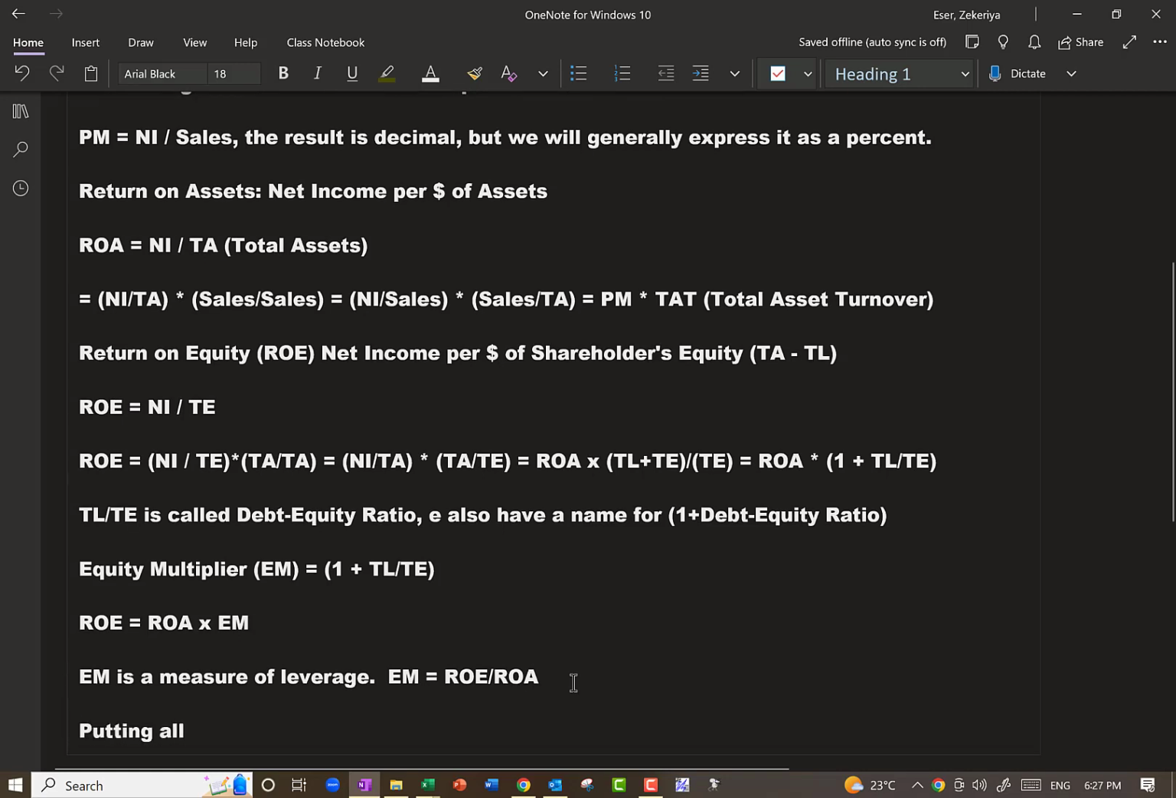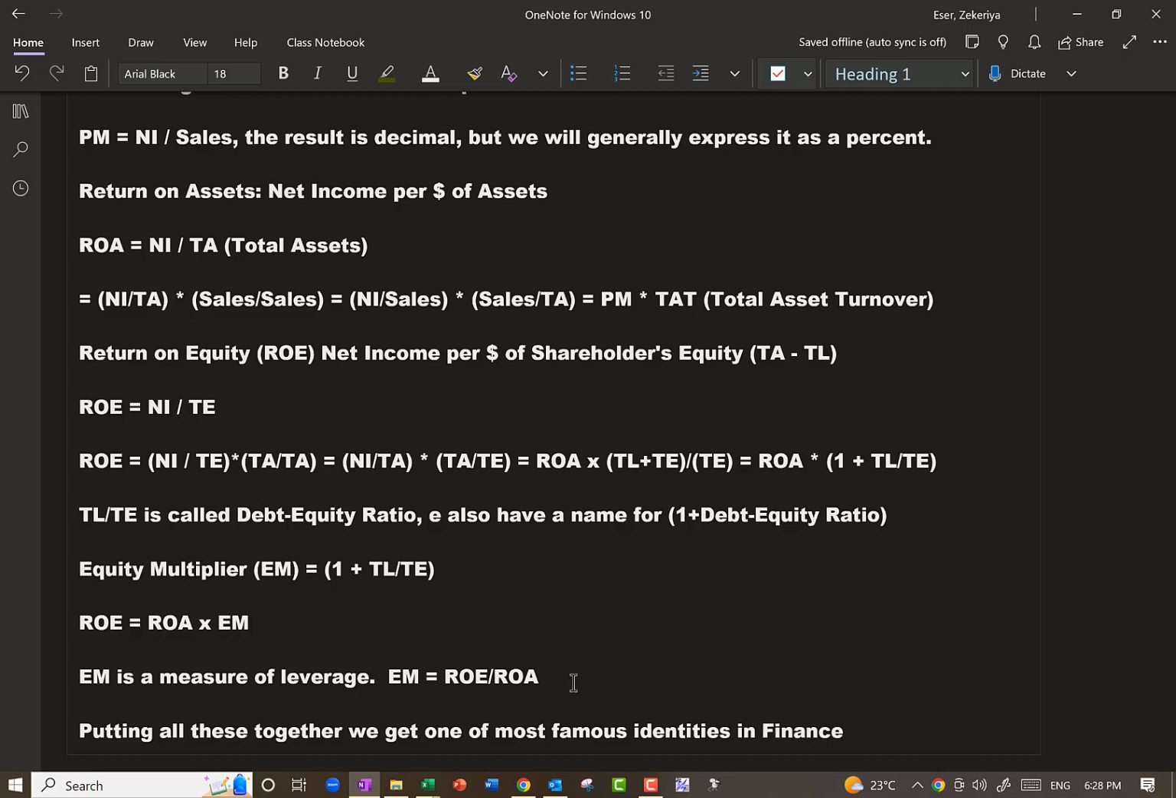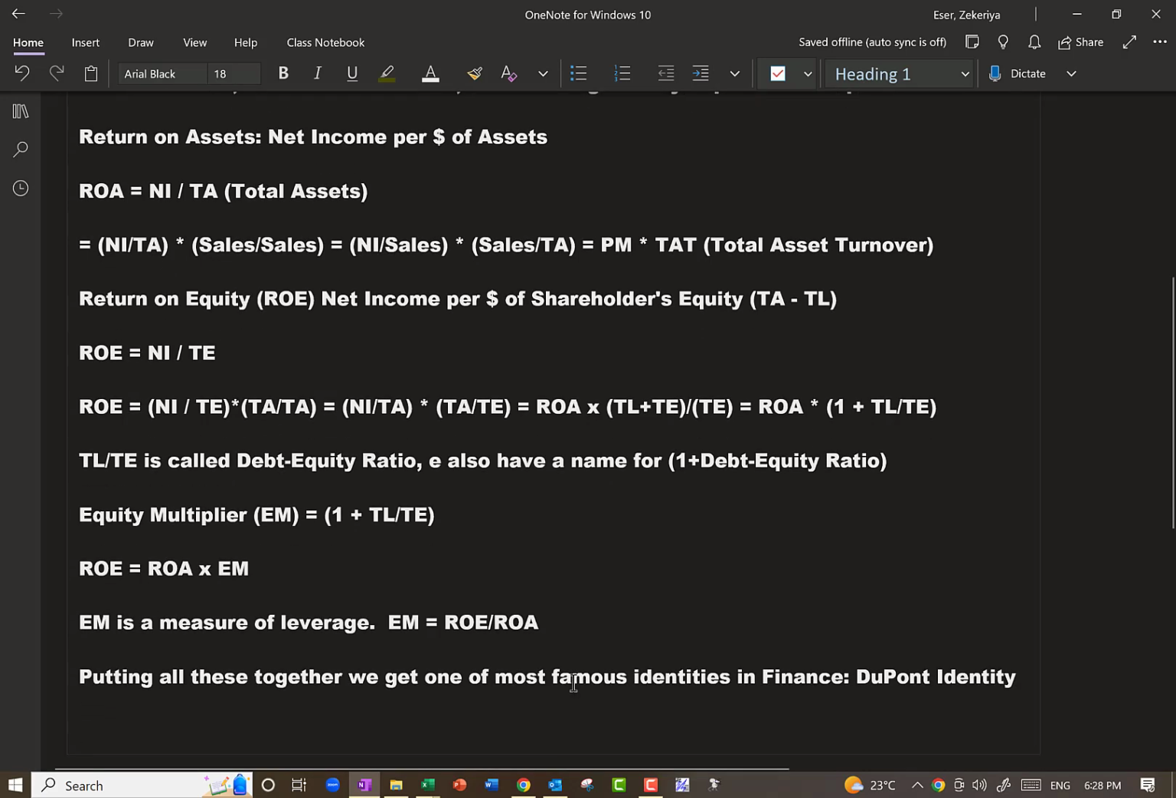Putting all these together, we get one of the most famous identities in finance. It's called the DuPont identity. It basically says ROE is equal to, there are two forms, I call them baby DuPont, ROA times EM.